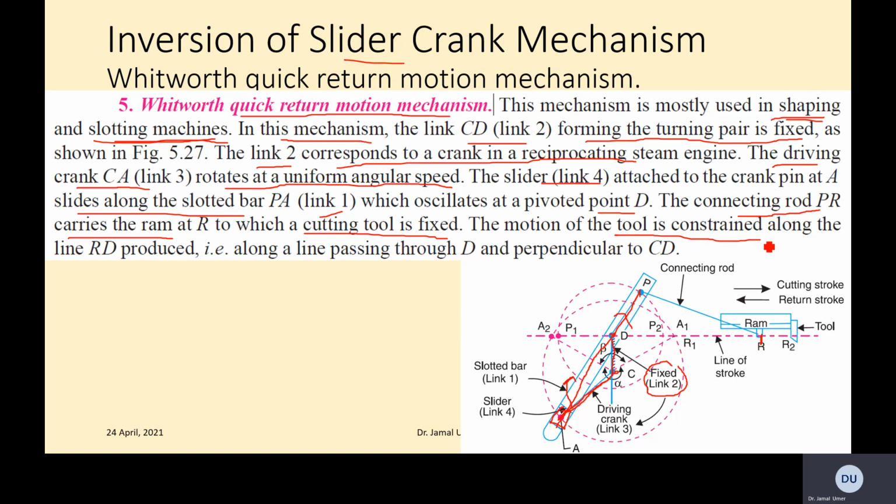The motion of the tool is constrained along the line RD. So we always keep it in one constant line. So this RD is the line along which the cutting stroke happens. So basically this is the stroke length direction, along a line passing through D and perpendicular to CD. So this is the line where the cutting stroke will happen, perpendicular to CD and passing through D. So that's the explanation we need for this mechanism.